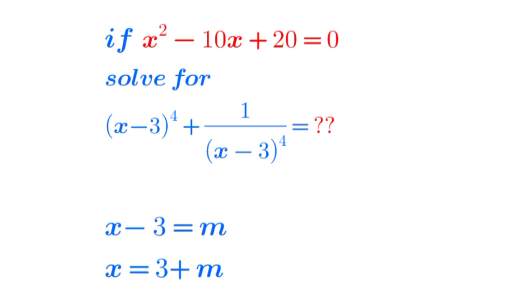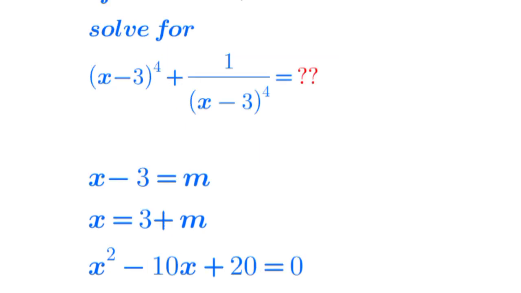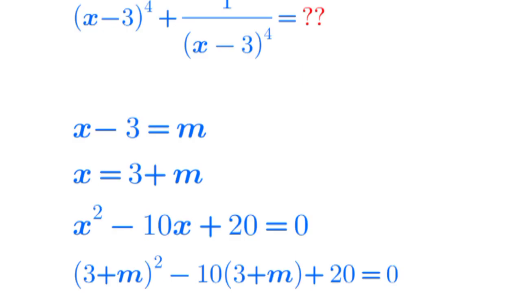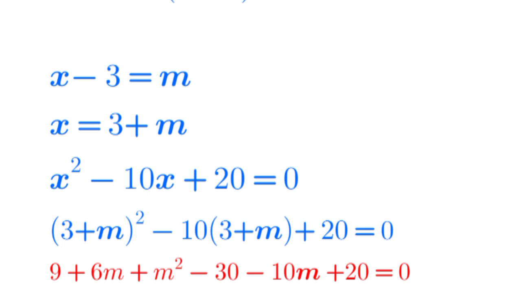Now, back to our question, that is the main equation in the question. It says x squared minus 10x plus 20 is equal to 0. So we are going to substitute the value of our x, which is 3 plus m, into this equation. So we have (3 plus m) squared minus 10 multiplied by (3 plus m) plus 20 is equal to 0. So when we open the brackets, we have 9 plus 6m plus m squared minus 30, then minus 10m plus 20 is equal to 0.